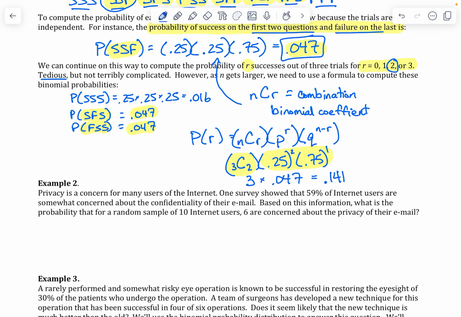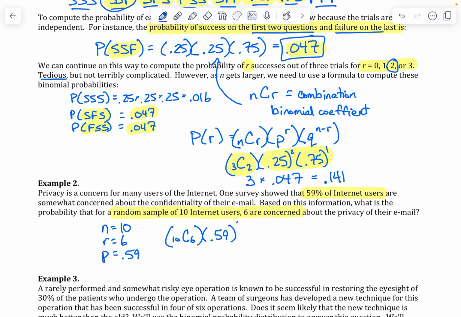So in this example, they talked about 59% of internet users who are concerned about the confidentiality of email, okay? So what's the probability that in a random sample of 10 users, exactly 6 are concerned? So again, n is 10, r is 6, and the probability of success is 0.59. And now you just plug everything in. So you have 10 people chosen 6 at a time, because that's what you want in terms of the coefficient. How many ways can you pick 6 people out of 10?